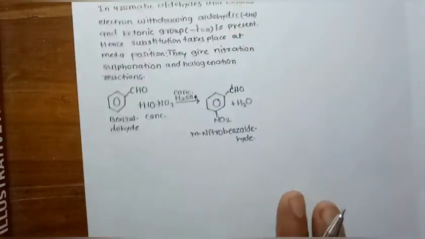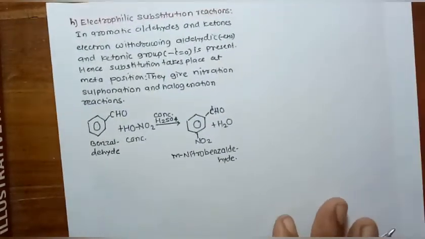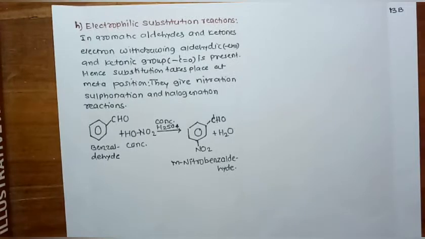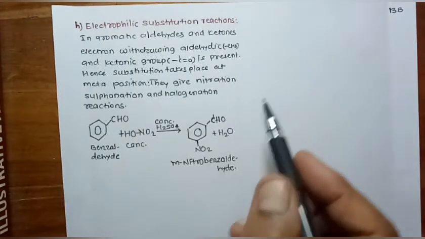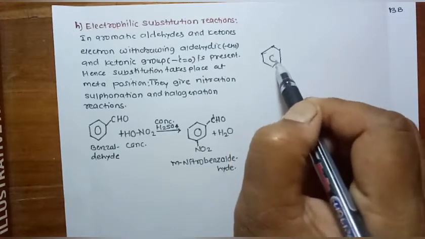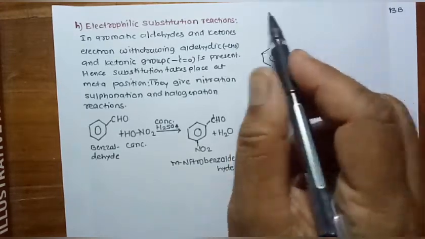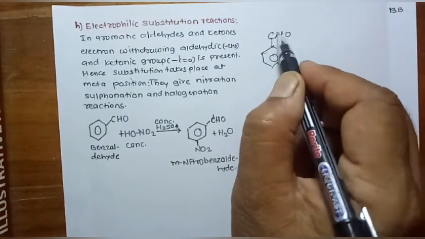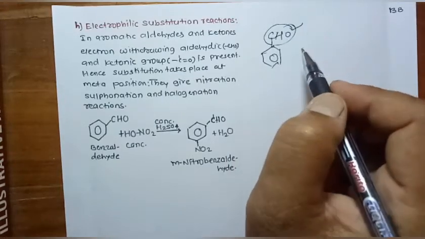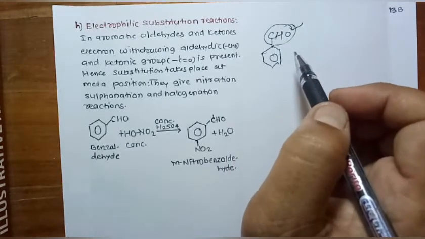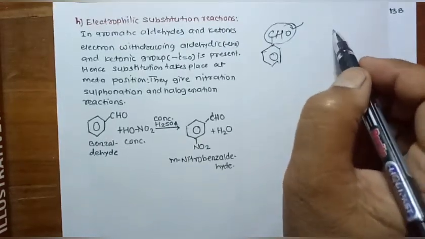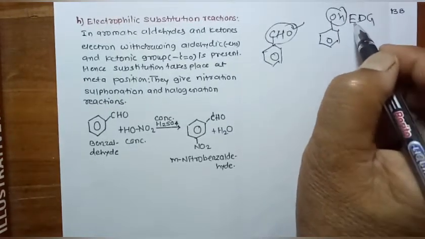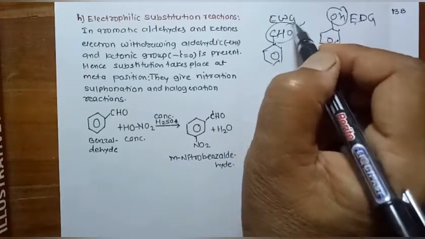And there is one more reaction, and that will be the last one from aldehydes and ketones: electrophilic substitution reactions of aromatic aldehydes, that is benzaldehyde. Now the difference is that before this we have studied alcohols and phenols, aromatic alcohols. In phenols, the OH group is an electron donating group. Here in these aldehydes, the CHO group is an electron withdrawing group.